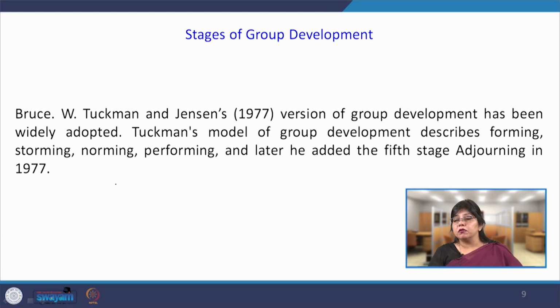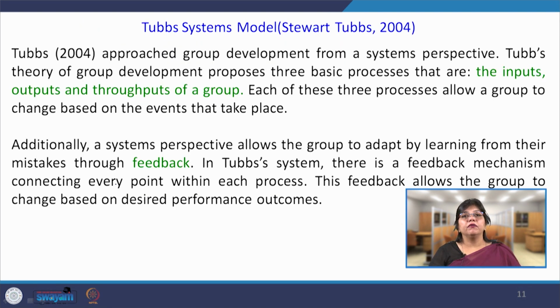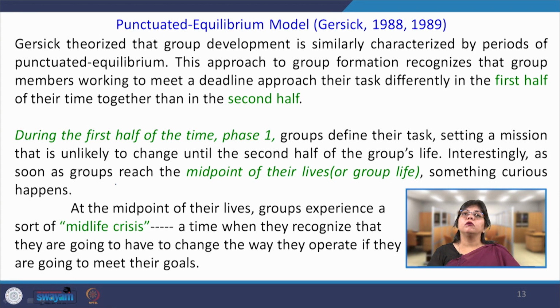So, according to social psychologists, three types of models have been identified. The first is Tuckman and Jensen's stages of group development. This is one of the most significant approaches adopted in organizational behavior and social psychology. Then we have Tubbs' system model, which has three elements, input, output and throughput, backed by a feedback mechanism, and it has four components: orientation, conflict, consensus, and closure. And the other is the punctuated equilibrium model given by Gersick, which has three phases of group development: phase 1, a period of equilibrium, then midlife changes, and then a period of change to meet the common goal.